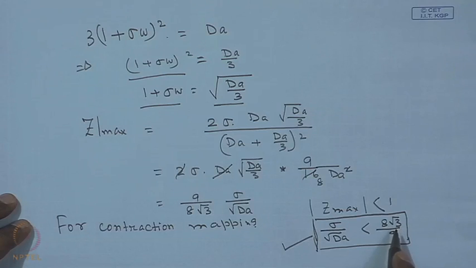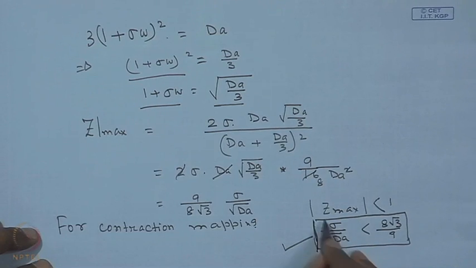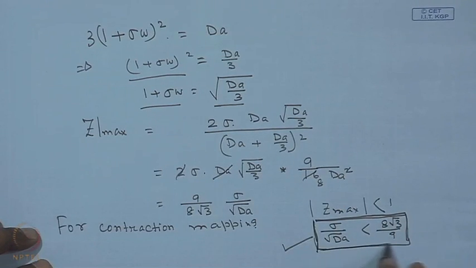Root 3 is around 1.732. So, this value will be 8 into 1.732, around 14, divided by 9. So, it will be around 0.7, 0.8. So, sigma by root over dA should be less than 0.8 or so. So, that is the condition the operating variables sigma and dA should satisfy in order to have a unique steady state for this particular problem.